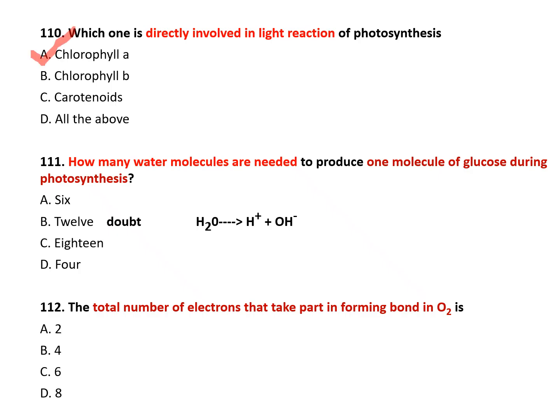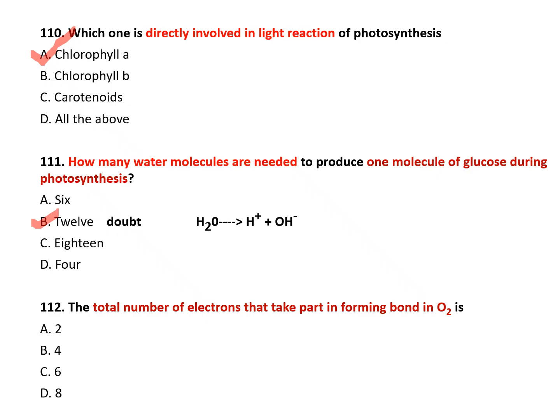The next question, number 111. How many water molecules are needed to produce one molecule of glucose during photosynthesis? Option A, 6; option B, 12; option C, 18; option D, 4. The correct answer is option B, 12.